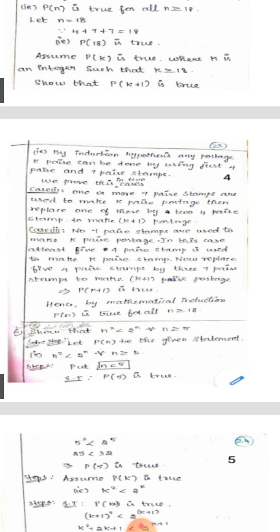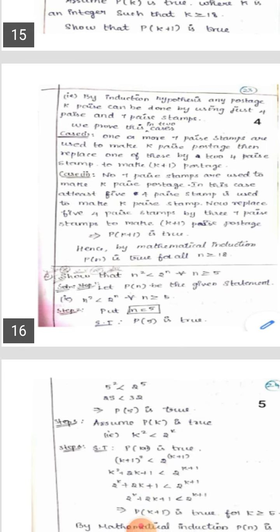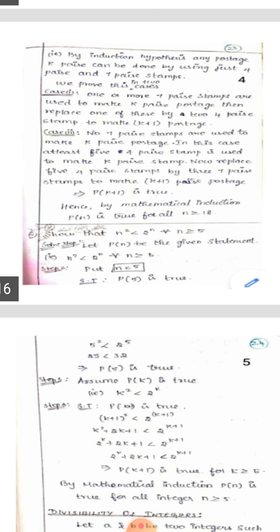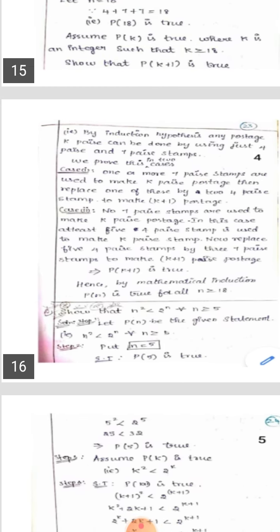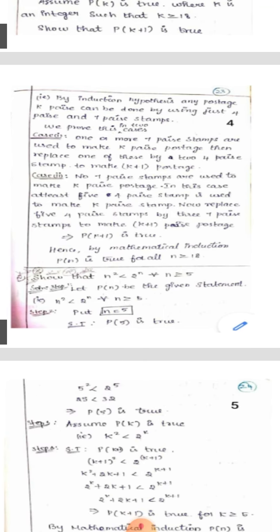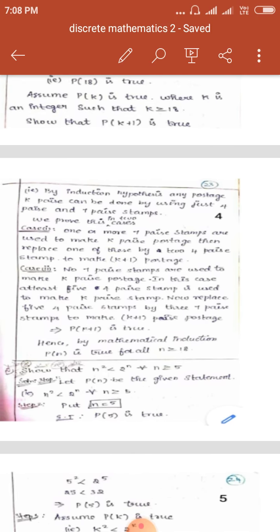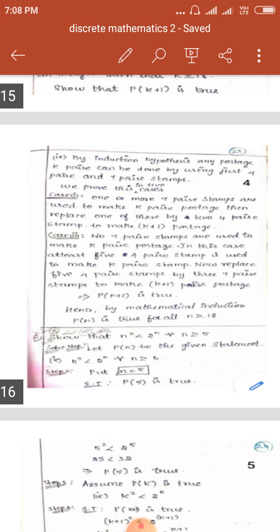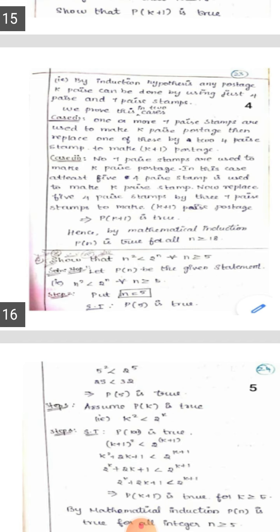By the mathematical induction, the statement is true for all positive integers n greater than or equal to 18. Next sum. Show that n square is less than 2 power n for all n greater than or equal to 5. Same mathematical induction. For the solution, first we write the given statement: P of n is n square is less than 2 power n, with the condition n greater than or equal to 5.